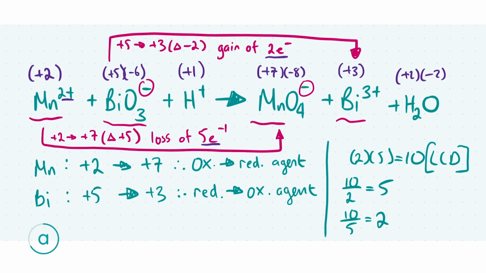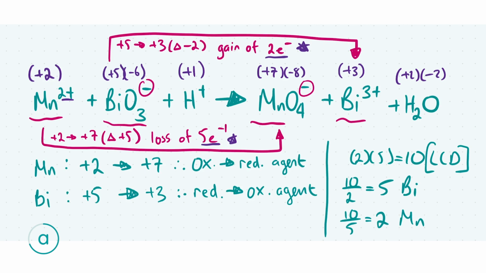So if we multiply the gain of electrons up the top, those 2 electrons, by 5, then we're going to have a gain of 10 electrons. And similarly, if we multiply this loss of 5 electrons by 2, we'll have a loss of 10 electrons. That means overall we're going to see a balance, which is exactly what we need. The way we're going to accomplish that is we've already done the maths for it. All we have to do is multiply the Bi by 5, and multiply the manganese by 2, because we're using those charges to balance, and we've already figured out the numbers that we need to multiply by.